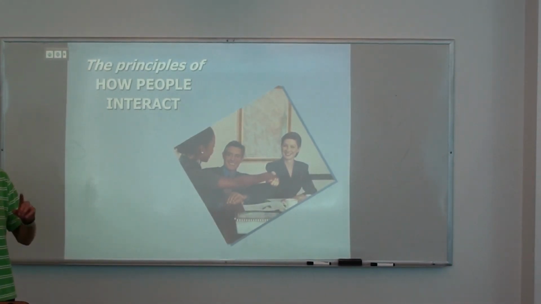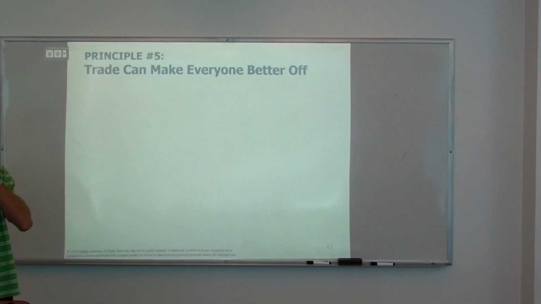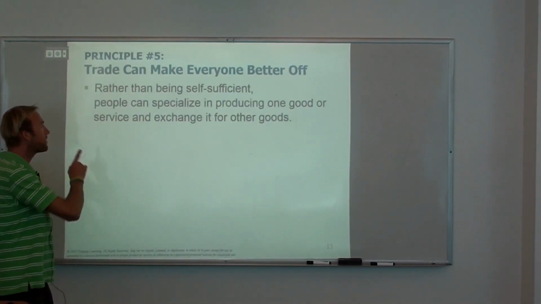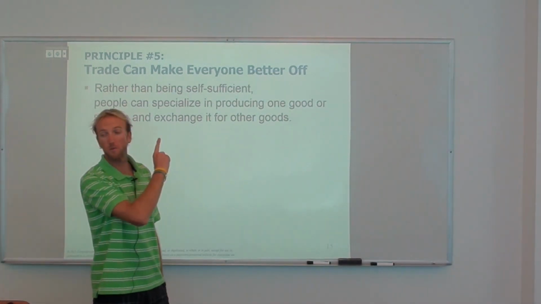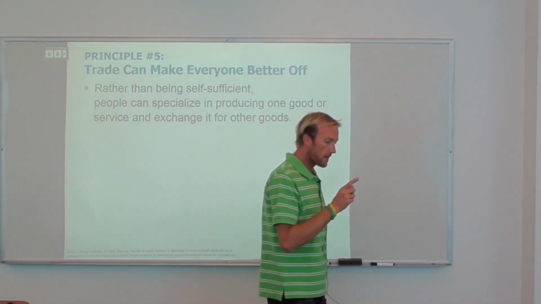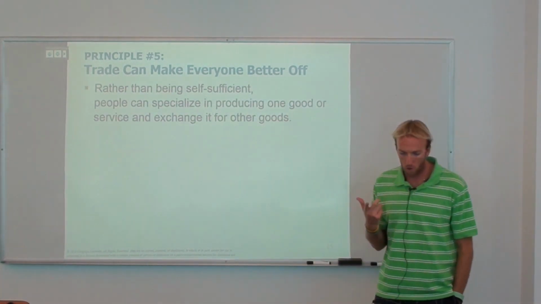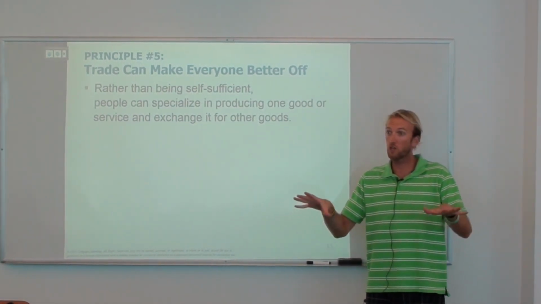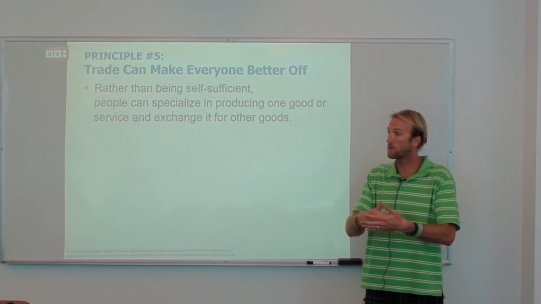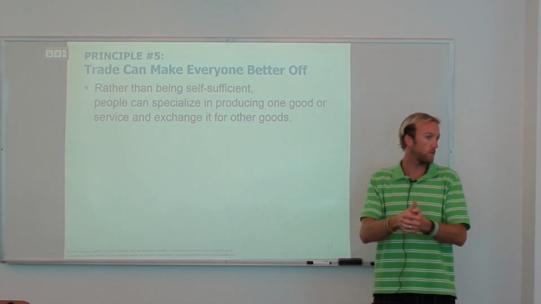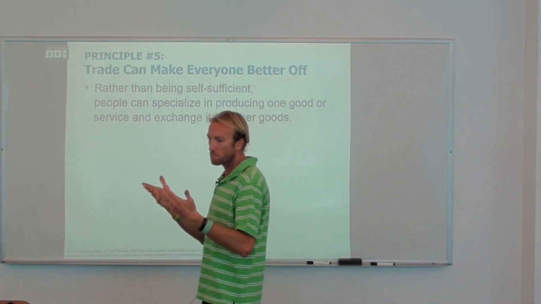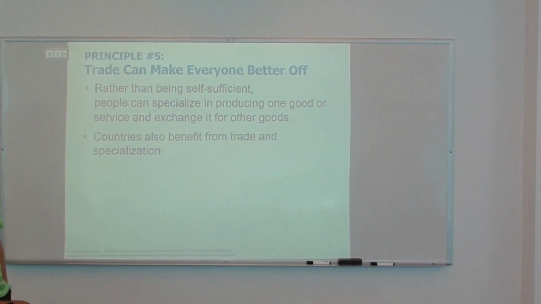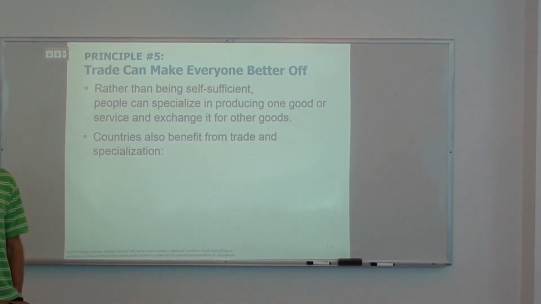This is principles of how people interact. Number 5, trade can make everyone better off. Rather than trying to produce everything yourself, which is called being self-sufficient, we find it's more useful to specialize, become really good at making something, and then trade with someone for something else that they're really good at. Maybe we're used to this. It works not only at the individual level, but also on the country level.